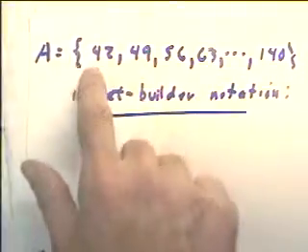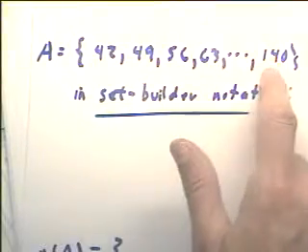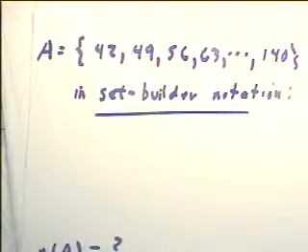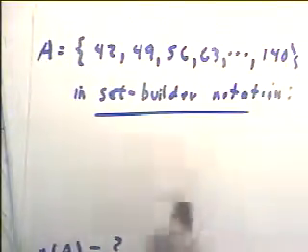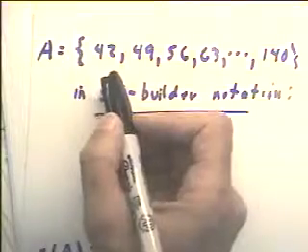How do we express the set A consisting of the elements 42, 49, 56, 63, etc. up to 140 in set builder notation? Well, let's first see if we can figure out what the pattern is for A, and you should try to figure this out before I tell you. Pause, figure.